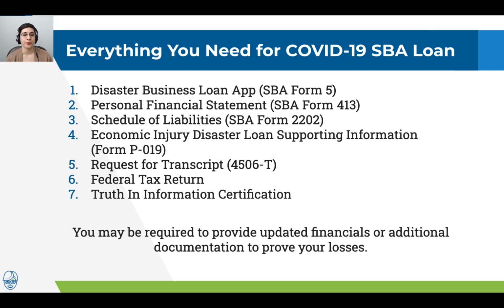You'll also need to be able to provide your taxes to the SBA, and you're not actually going to be giving them the tax forms. You're going to give them a form so that they can request those directly from the IRS. And then you'll need to have the Truth and Information Certification signed. And finally, you might be required to provide additional information to your SBA representative.